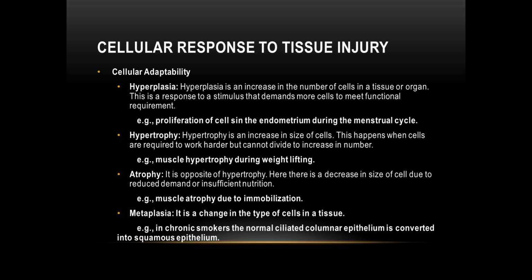3. Atrophy. Atrophy is the opposite of hypertrophy. Here, cells shrink in size, often due to reduced demand or insufficient nutrition. Muscles may atrophy after prolonged immobilization, like after wearing a cast.